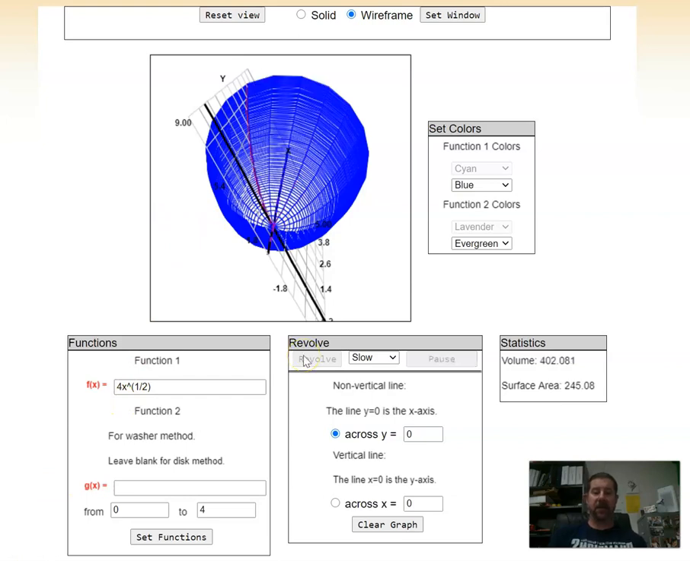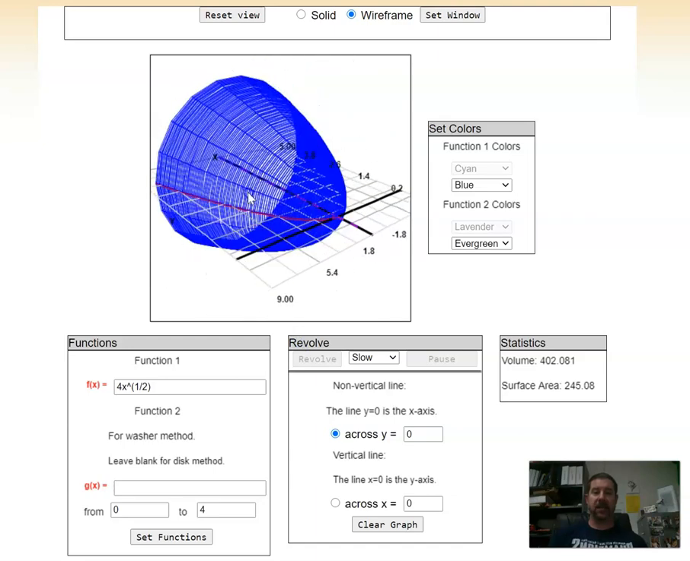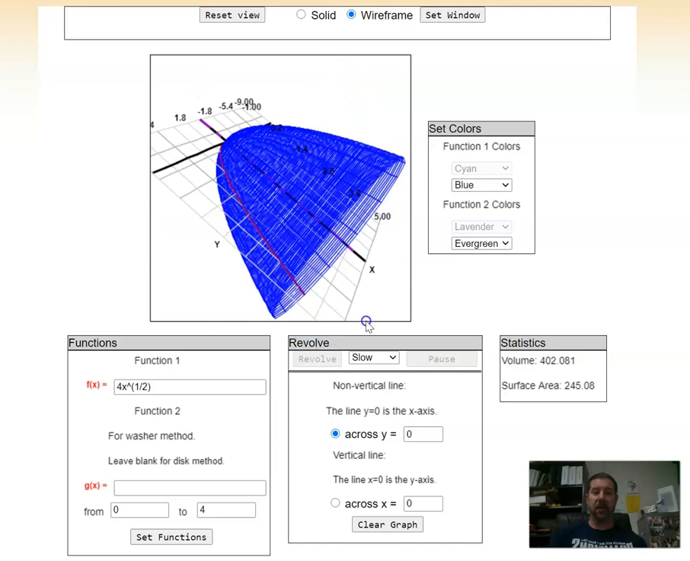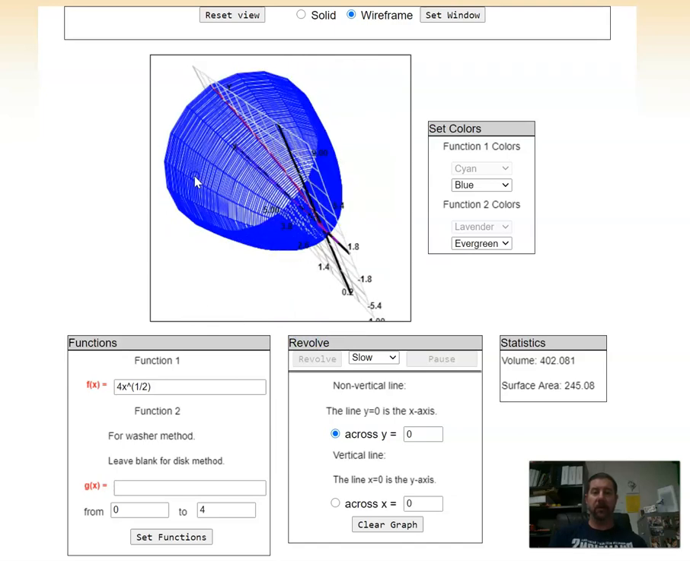Okay, so now it's finished, and I'll drag it around here so you can see it. But this is what we're doing. We're revolving it around the x-axis to form this three-dimensional shape, this solid with a volume. All right, we'll see if we can do it again a little bit faster this time.